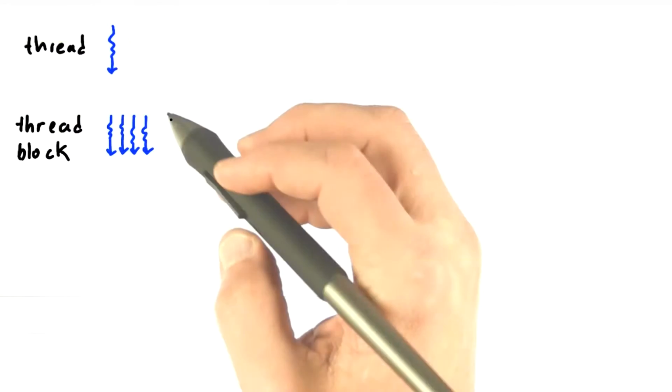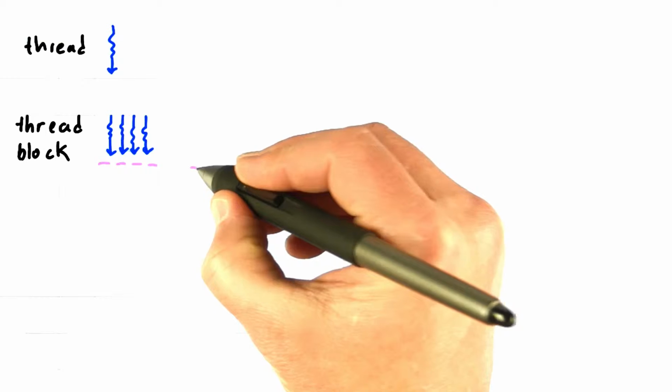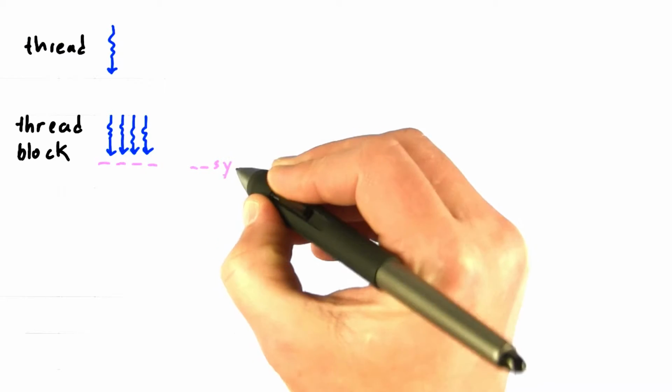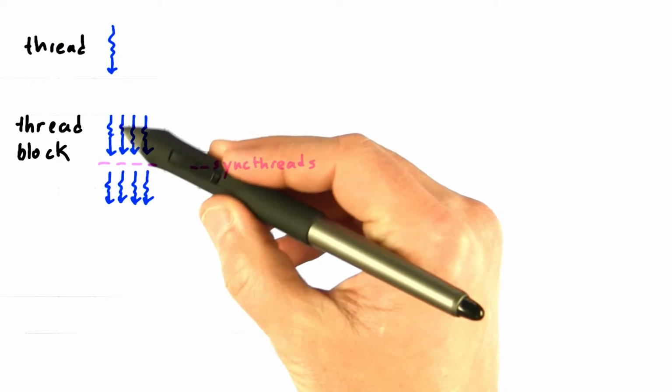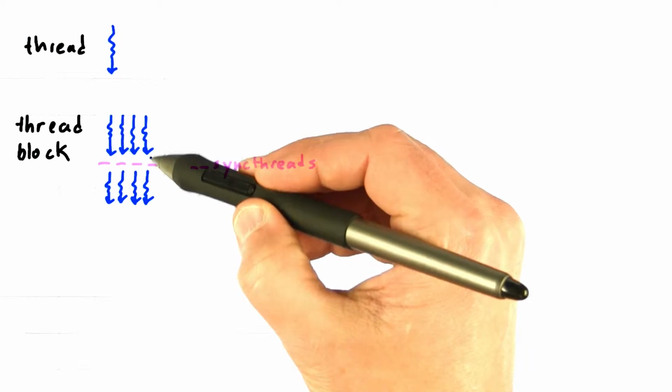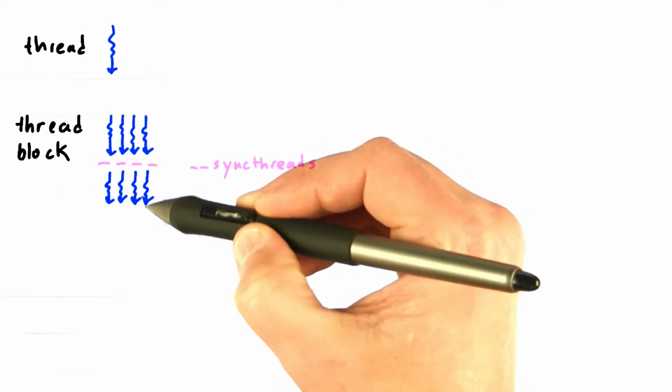So let's recreate our programming model diagram. We've got threads, and we've got thread blocks. And really what is happening with these barriers is that the sync threads call is creating a barrier within a thread block. So all the threads within this thread block are going to get to this sync threads call, stop, and wait until they've all arrived, and then proceed.